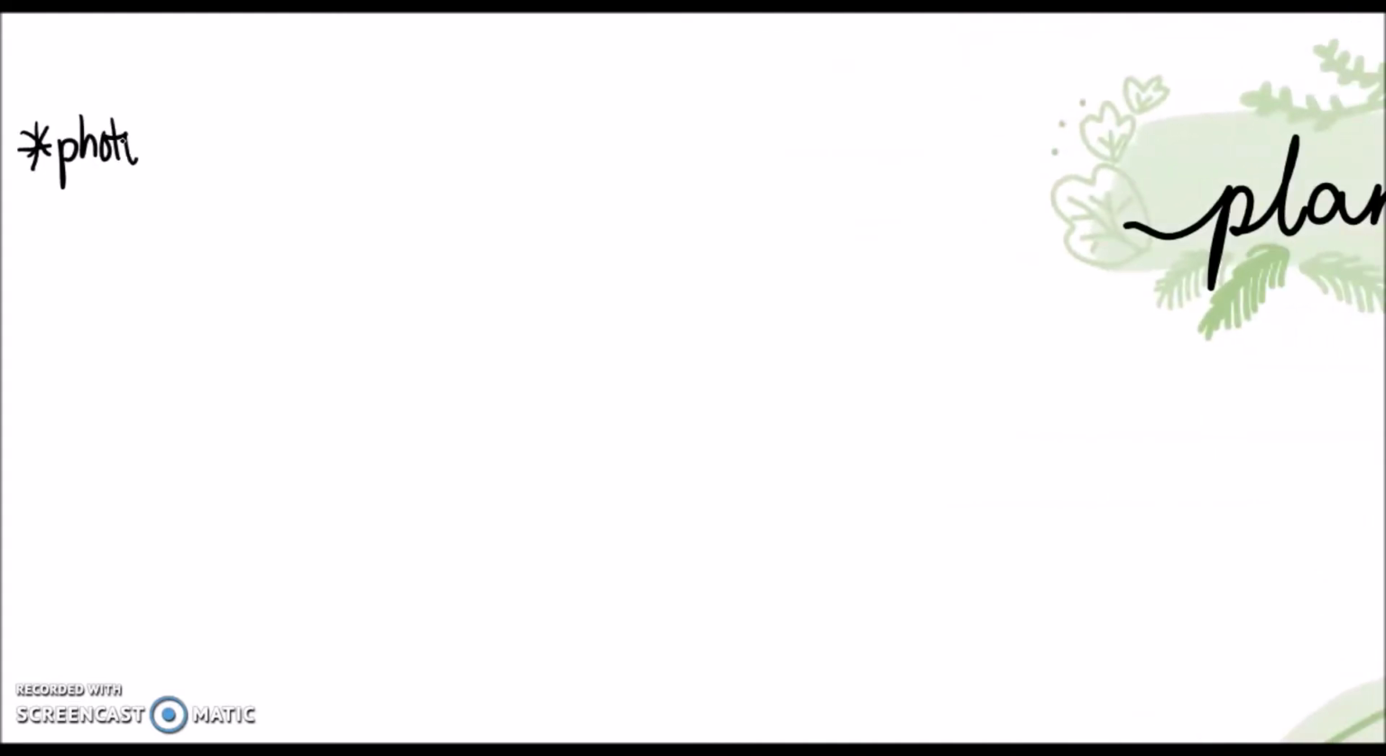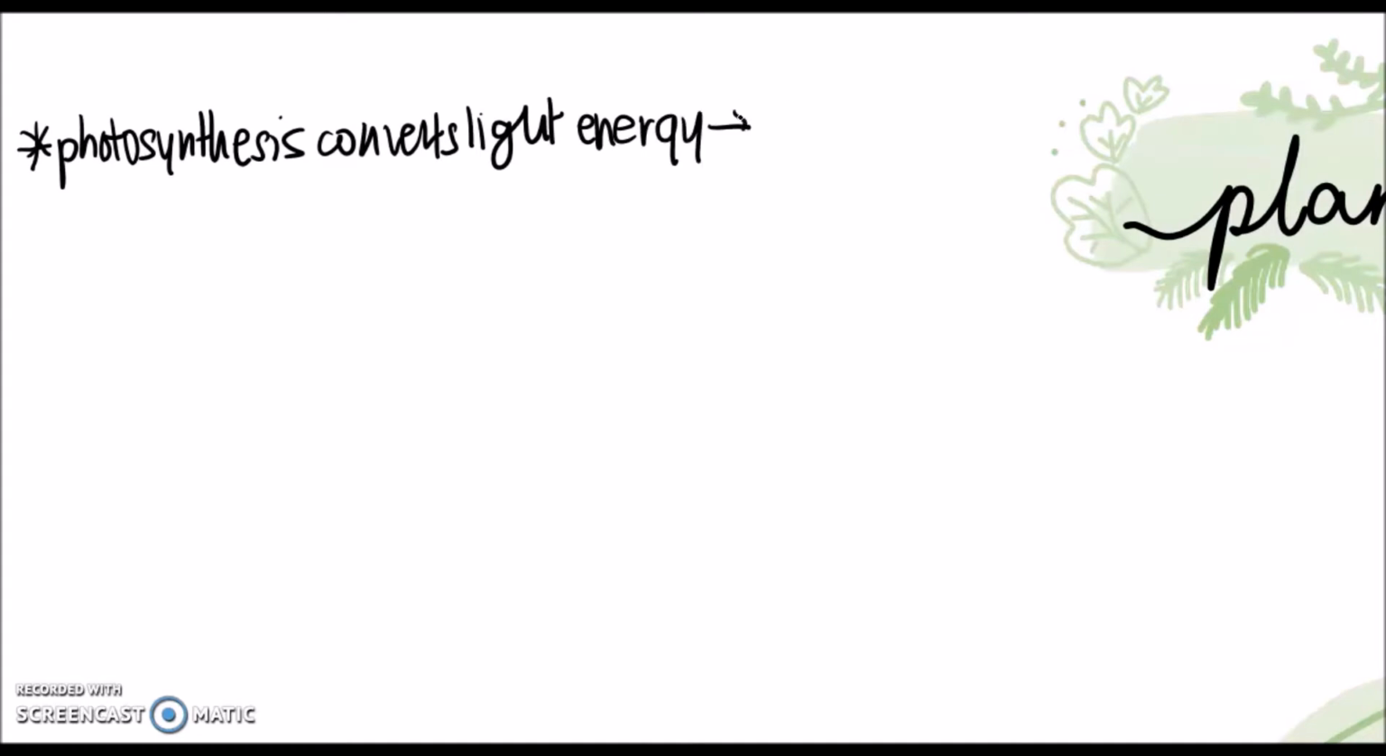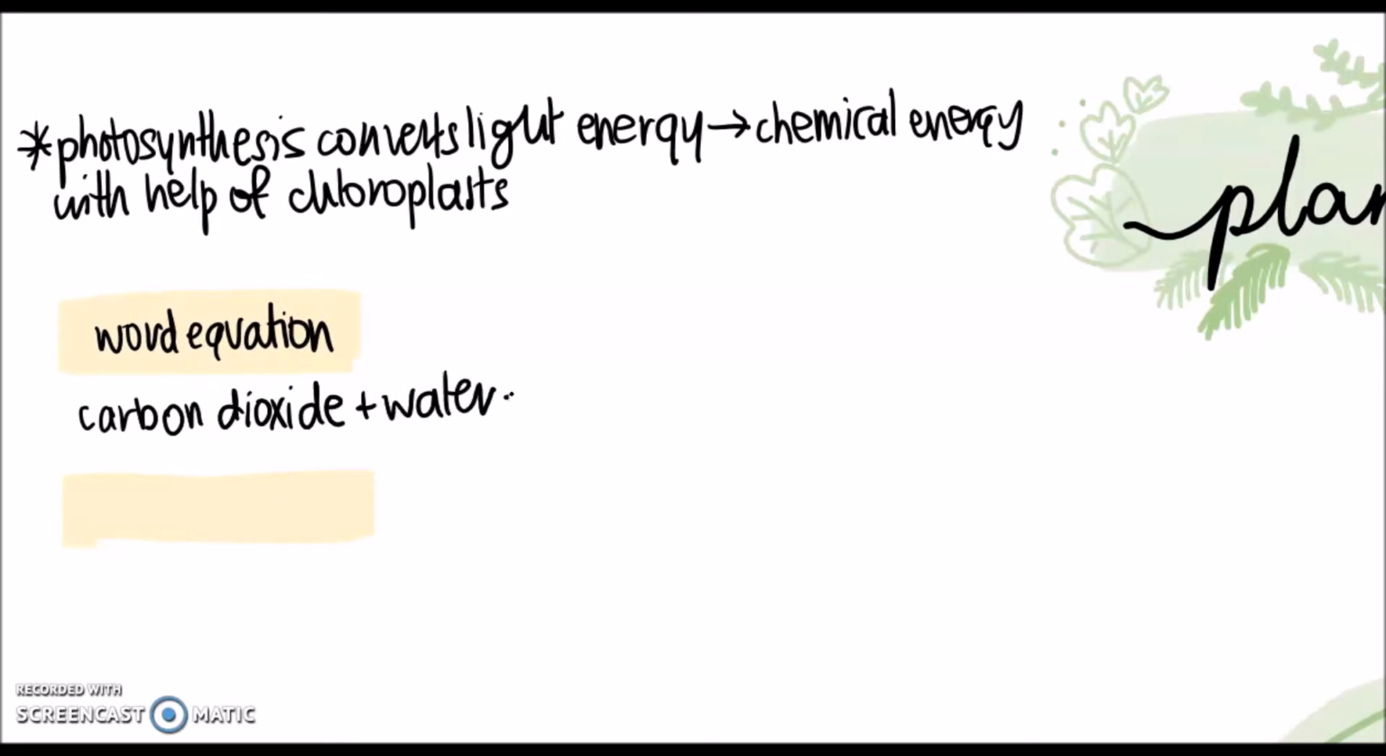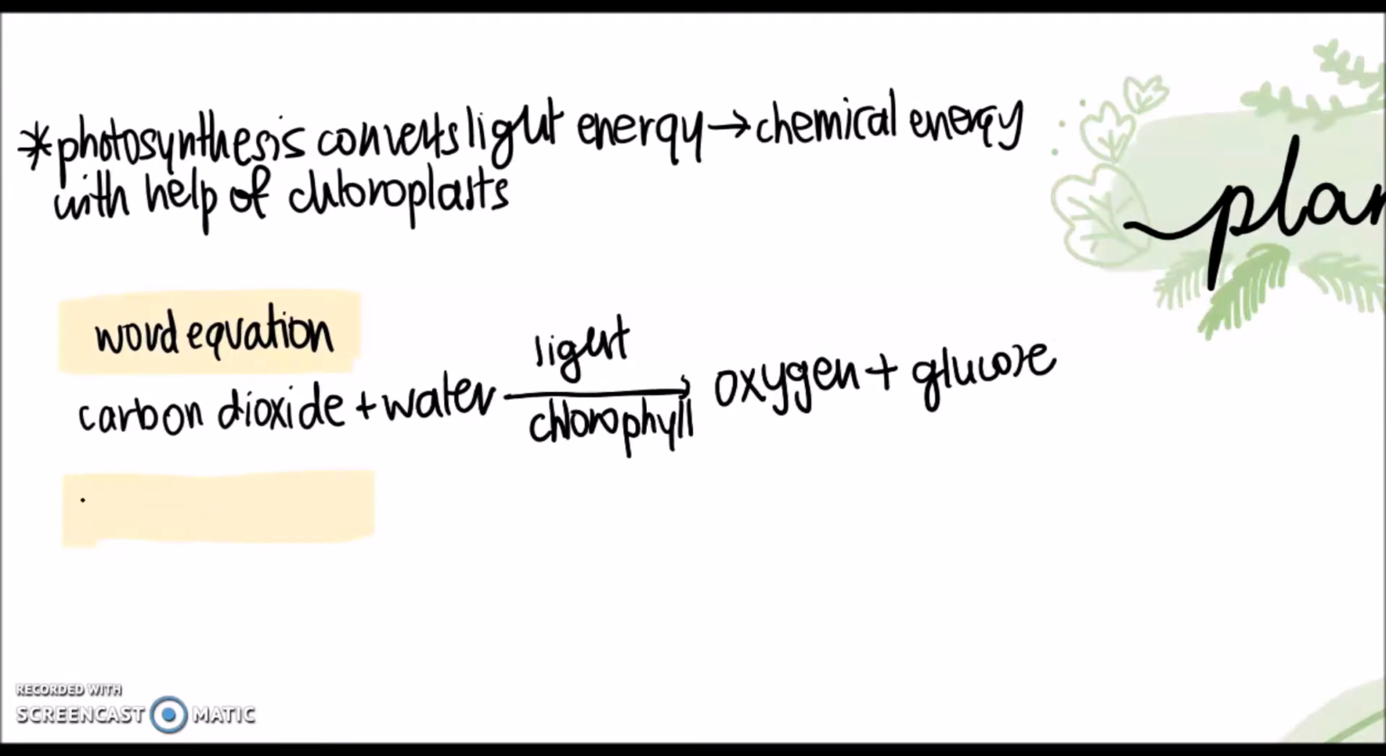So to start off, photosynthesis is a process that converts light energy to chemical energy with the help of chloroplasts. Now we need to know the word equation for photosynthesis, which is carbon dioxide plus water, in the presence of light and chlorophyll, will give me oxygen and glucose.